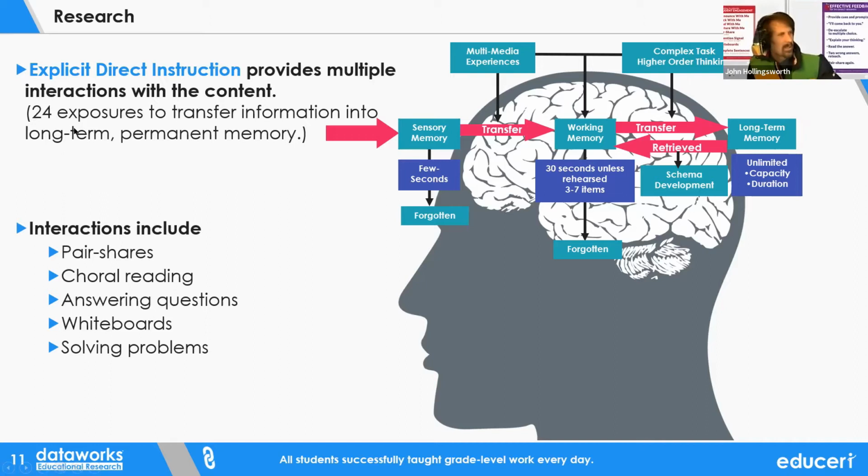Okay, so how do we get these exposures? The first one is pair shares. And pair shares count twice because you're saying it to your partner and then you're hearing it. So pair shares is like being reteached or saying it 2 more times. Choral reading, when I ask you to read something with me, that counts.